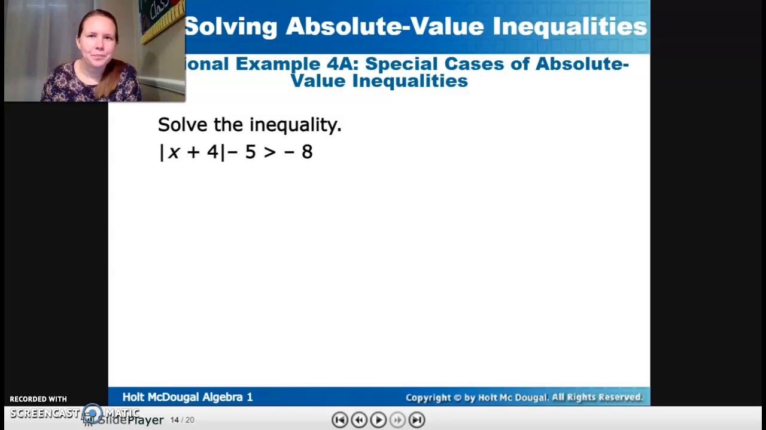especially Algebra 1. So here is a specialty case that they're talking about, where the inequality is going to be either all real numbers or no solution. Looking at this problem, my first step is I want to get rid of that minus 5 because it's outside of those absolute value bars. That plus 4 is inside, so I don't want to do anything with it yet. So I'm going to use my inverse operation and add 5 to each side.